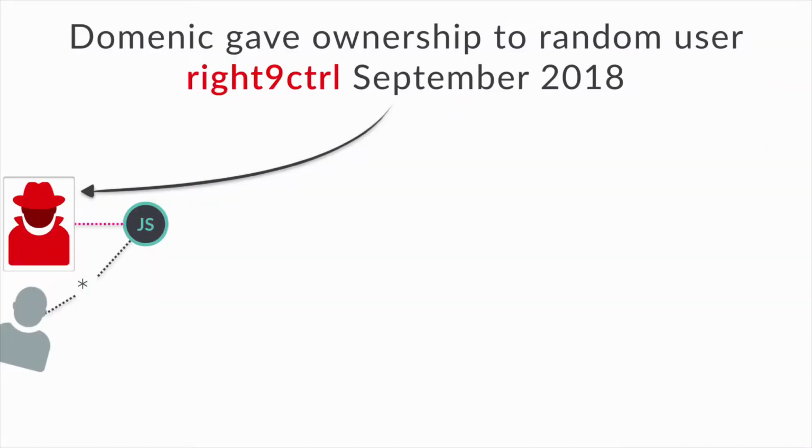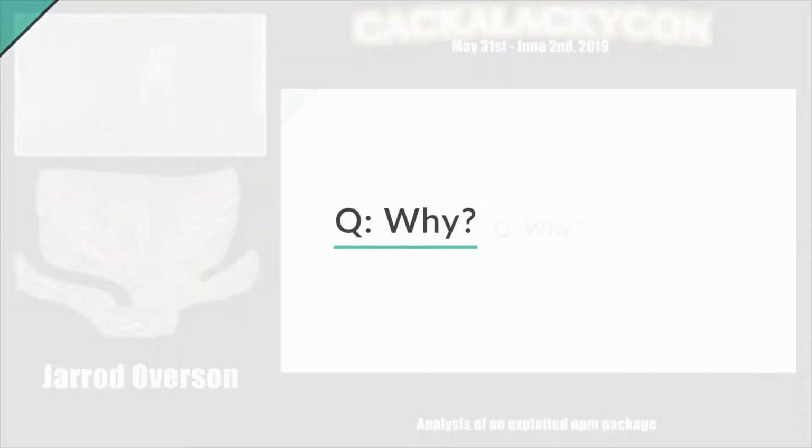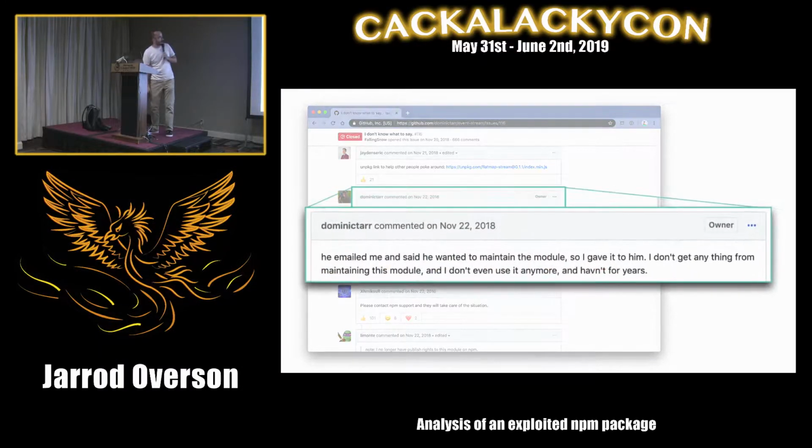But on one day in September last year, he gave the control of that repository to some random user on the internet, Right9 control. Now you might ask, why would somebody do that? The whole point of some of these people trying to put together an open source persona is to have the chance of maybe having a project take off so they can tie their name to it and then have that be a brand building exercise later down in their life. Why would this guy give up something like that to just some random person? Well, he answered that for us.